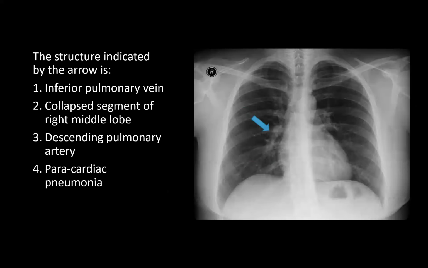You've been asked to identify the structure indicated by the arrow. Is this the inferior pulmonary vein? Is this a collapsed segment of the right middle lobe, which is appearing as an opacity? Is this the descending pulmonary artery? Or is this a paracardiac pneumonia?